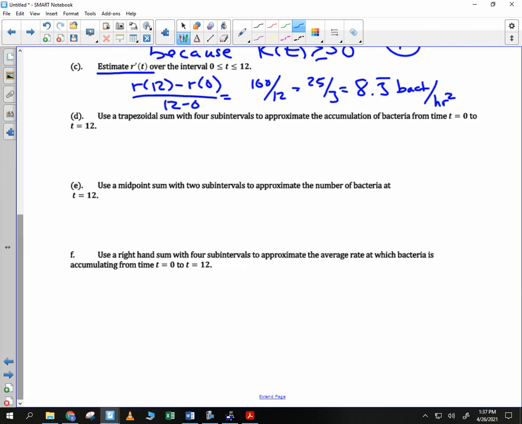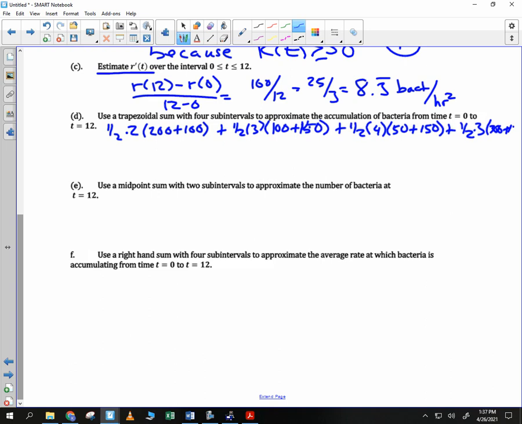Use trapezoidal sum with 4 subintervals. So here's the work that I had expressed out: 1/2 times 2 times 200 plus 100. That was the area of one of the trapezoids. I had another one, which was 1/2 times 3 times 100 plus 150. And then I had 1/2 times 4 times 50 plus 150. And then I had 1/2 times 3 times 300 plus 150.